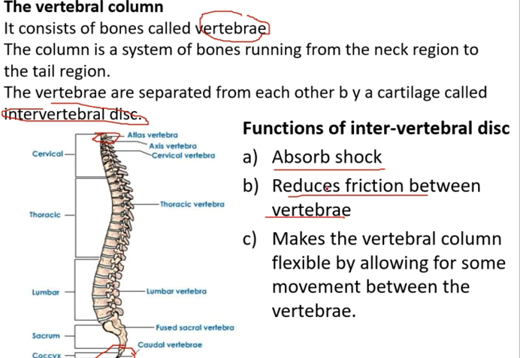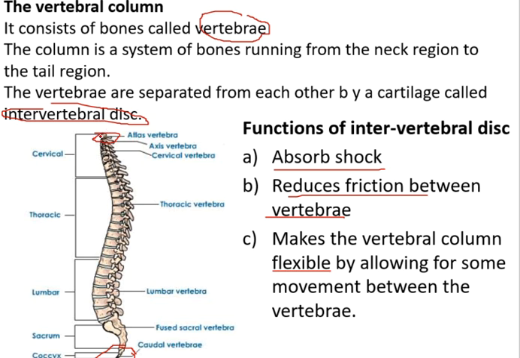We don't use prevent because you cannot prevent friction. They reduce friction. Then they make the vertebral column flexible by allowing for some movement between the vertebrae. Those are the roles of the intervertebral discs. And back to our vertebral column, just a preview.